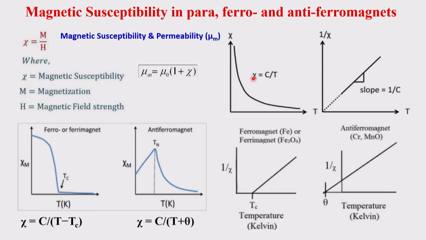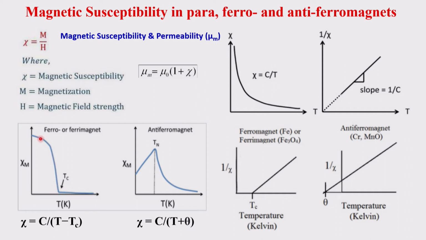Now what about the ferromagnetic and the antiferromagnetic? Same kind of plot, chi m on the y-axis, temperature on the x-axis. Generally, you always come from the higher temperature, meaning room temperature, and then go down. That is how the magnetic susceptibility is measured. So you start here and then you keep going.